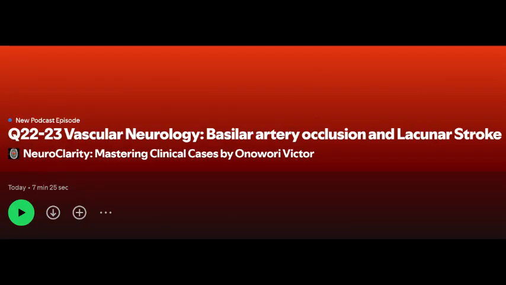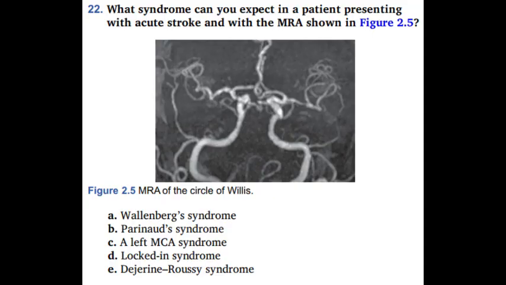We have question 22. What syndrome can you expect in a patient presenting with acute stroke and with the MRA shown in figure 2.5? So here's our MRA. A, Wallenberg syndrome, B, Parinaud syndrome, C, left MCA syndrome, D, locked-in syndrome, and E, Dejerine-Roussy syndrome.